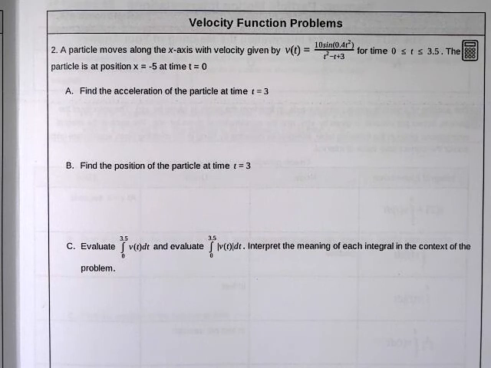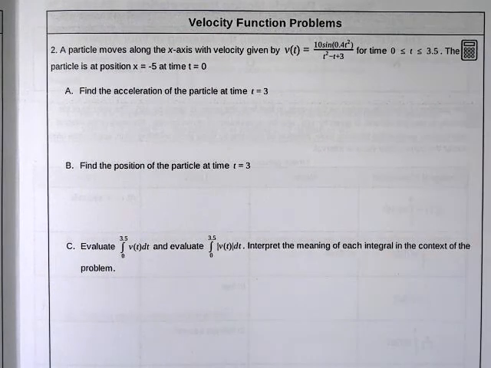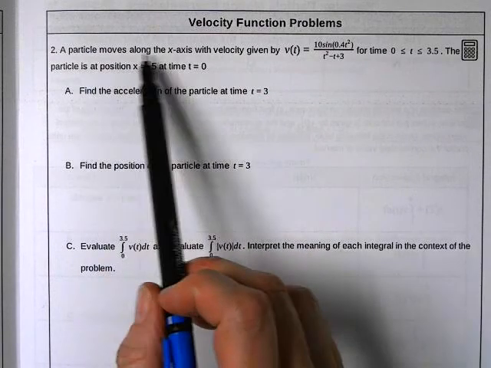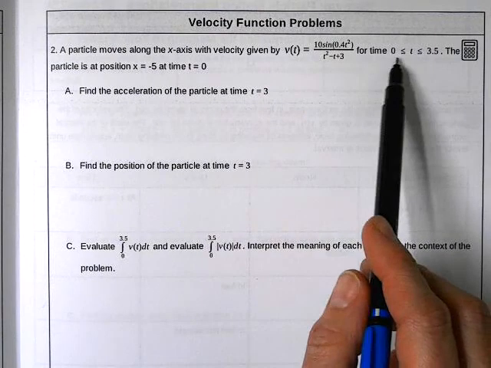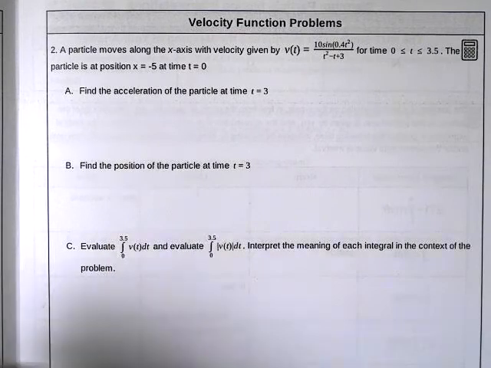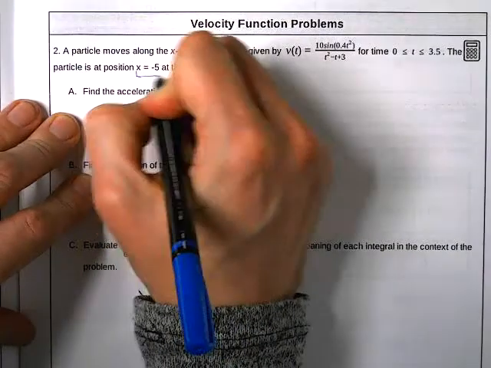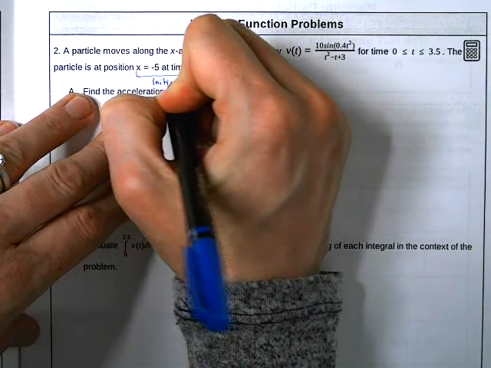So if the problem gave you an actual function, and you can tell this is a calculator problem, so it would be good to have your calculator ready. So here we go. A particle moves along the x-axis with this given velocity, and my interval is between 0 and 3.5. They're also giving us an initial position here. So x equals -5 at time t equals 0 is our initial position.